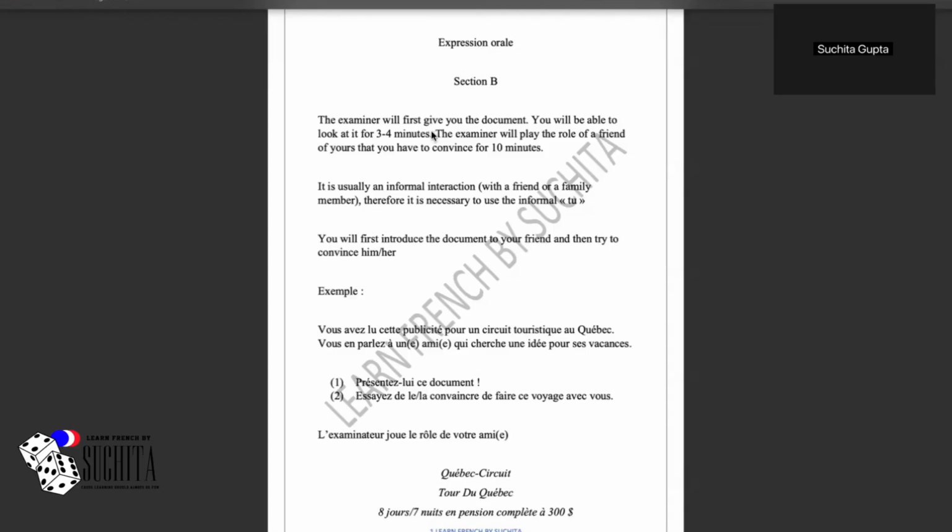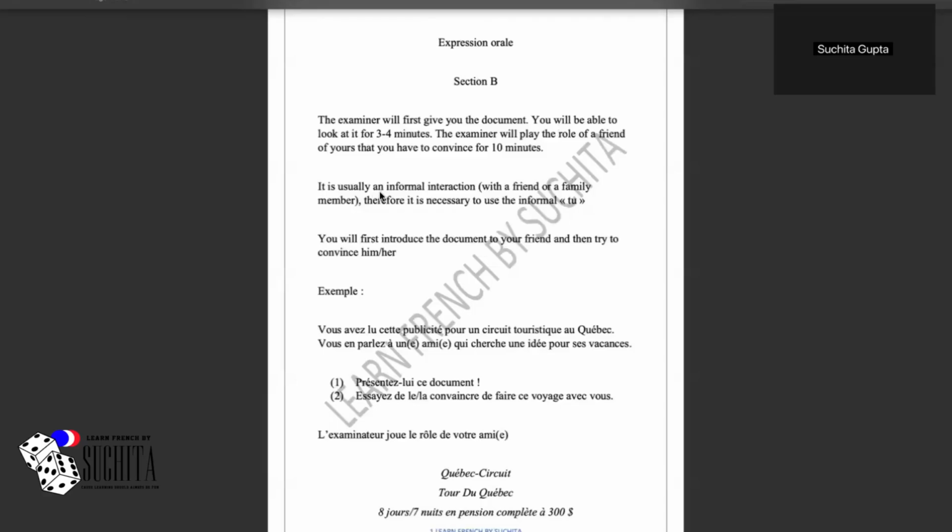The examiner will first give you the document. You'll be able to look at the document for 3 to 4 minutes, maximum 3 to 4 minutes. That depends from examiner to examiner. Sometimes the examiner can give you only 2 minutes also to look at it. The examiner will play the role of a friend of yours, and you have to convince the examiner to try that particular activity, and the time limit for this is 10 minutes. For section A, the time limit was 5 minutes. For this, the time limit is 10 minutes.